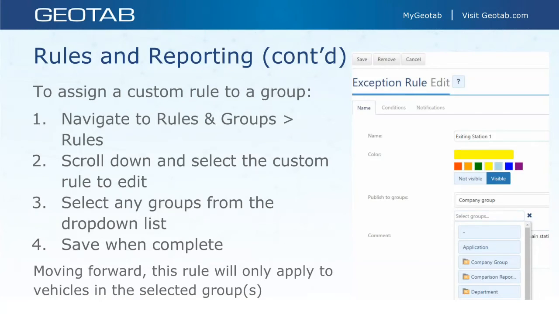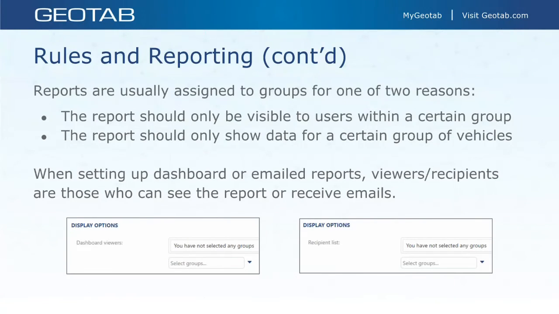So if I have Group A and Group B, I create a rule for Group A. It just will not apply to those vehicles in Group B. It's a non-event if they break that rule. It similarly goes for reporting.